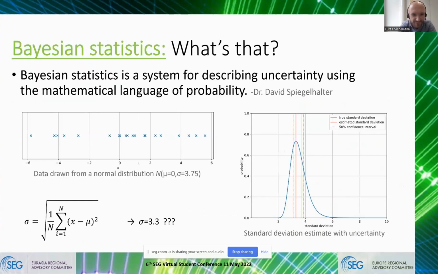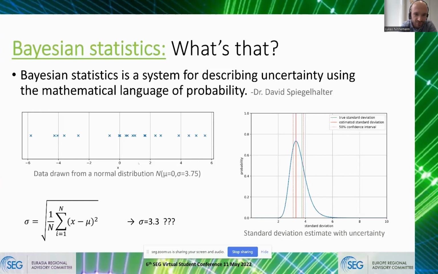And now already to the Bayesian statistics part. First, what's that? Bayesian statistics is a system for describing uncertainty using the mathematical language of probability, which is a nice definition, but what does it actually mean? For that, we can look at some example here.